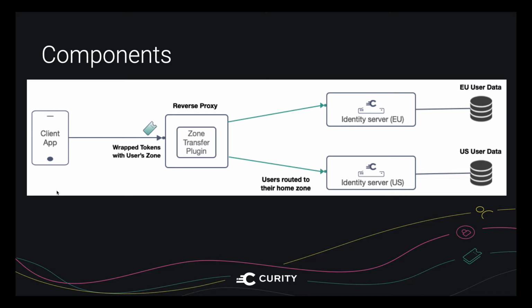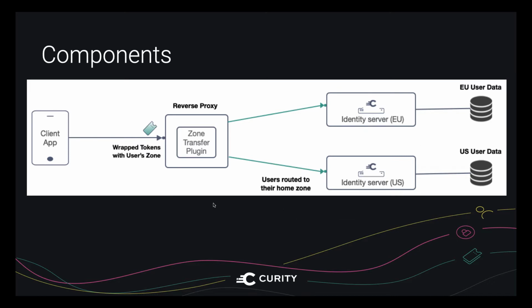We're going to have a client application and two users, one from Europe, one from the USA, and depending on which user it is, they'll be routed through to the correct instance of the Curity identity server, and the two instances will use completely separated data sources.